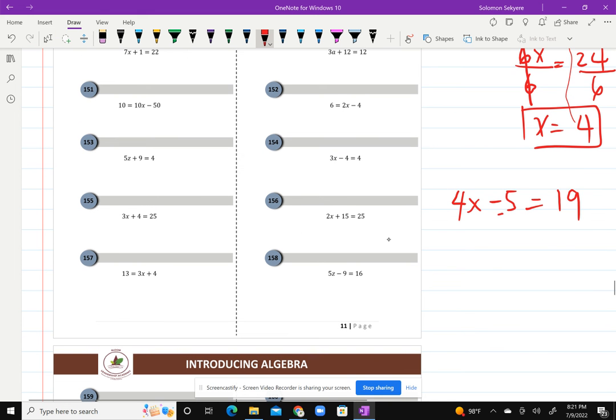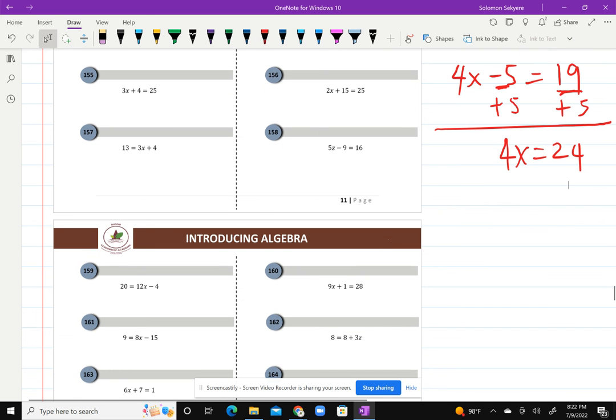Since there is a negative, I see an integer here and an integer here, and I need to group my integers on the right. So I add 5 and add 5. I underline it. Negative 5 plus 5 will be 0. Always, that will be 0. What am I left with on the left side? 4x equals 24. That's the first step.